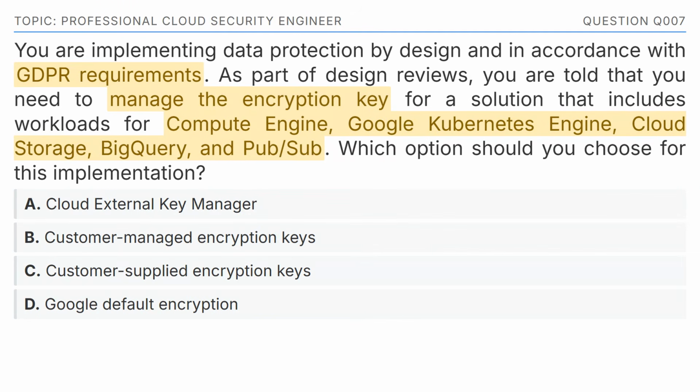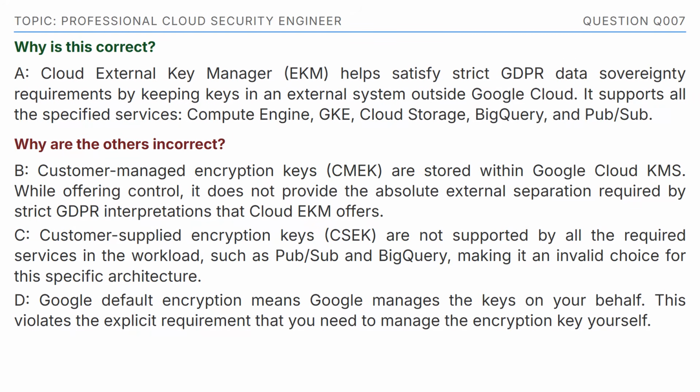To arrive at the correct answer, we focus on the keywords: GDPR requirements, manage the encryption key, Compute Engine, Google Kubernetes Engine, Cloud Storage, BigQuery, and Pub/Sub. The correct answer is option A, Cloud External Key Manager. Why is this correct? A. Cloud External Key Manager, EKM, helps satisfy strict GDPR data sovereignty requirements by keeping keys in an external system outside Google Cloud. It supports all the specified services: Compute Engine, GKE, Cloud Storage, BigQuery, and Pub/Sub.